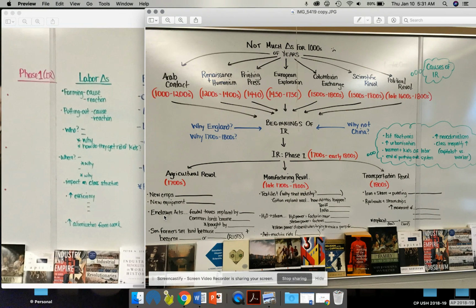But the Enclosure Acts are actually doing two things simultaneously. First, it is changing the geography. The common lands that used to be open to everybody, these are old feudal lands that the serfs could use to farm for the lord, but also could supplement and farm for themselves. These common lands become private and start to be sold off.